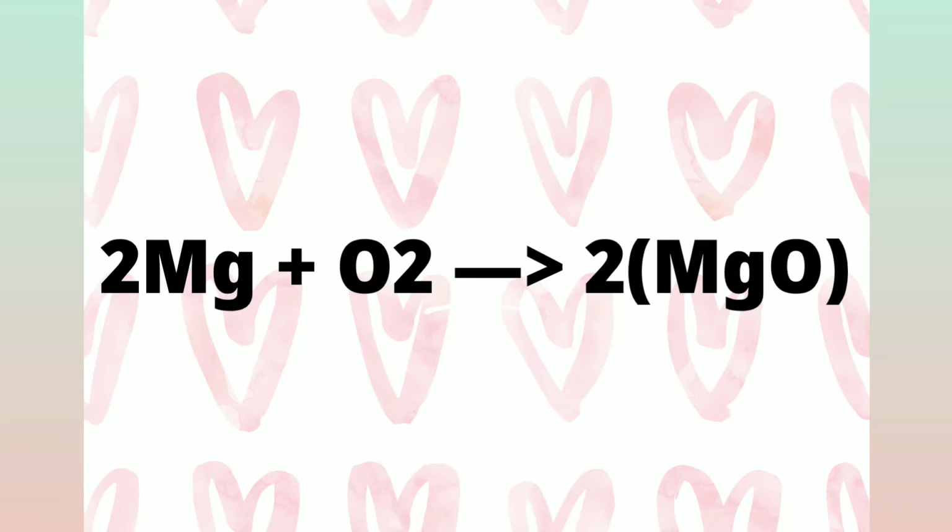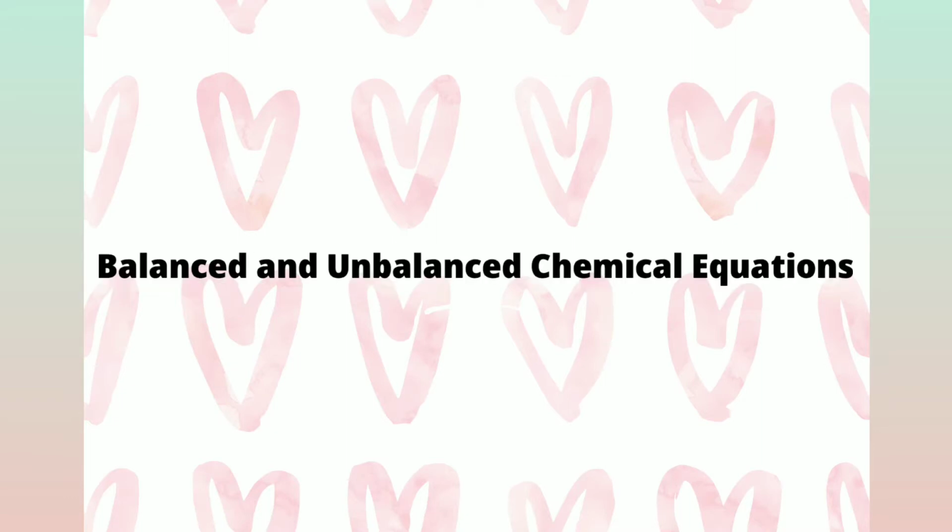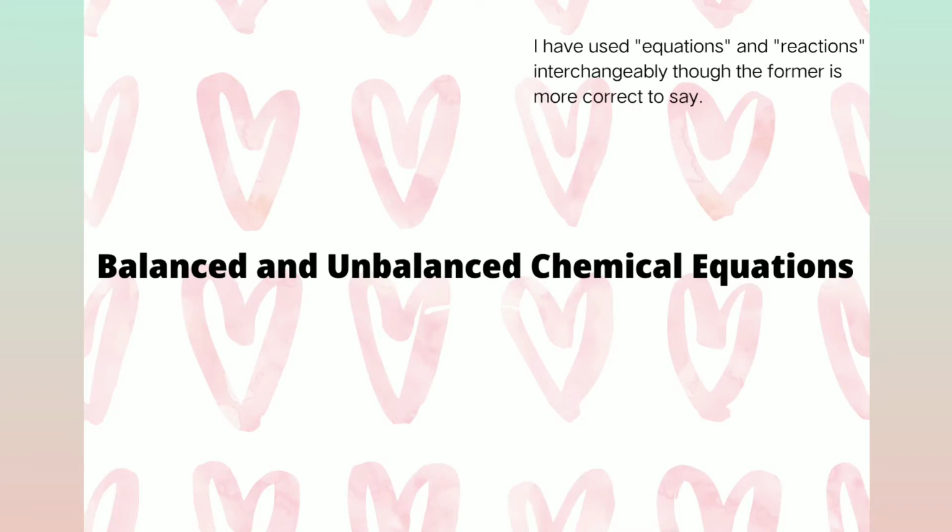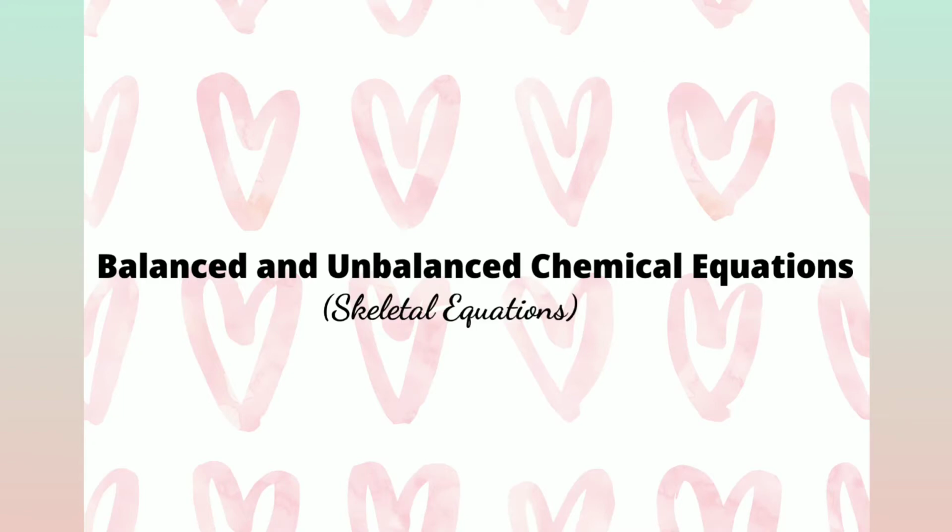The process to make the number of atoms at the reactant side and at the product side equal is known as balancing. So on the basis of what we studied, we can say those equations which are balanced and those which are not are unbalanced, or sometimes we call them skeletal equations.